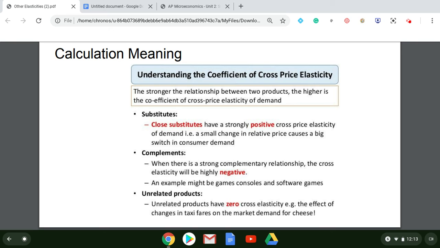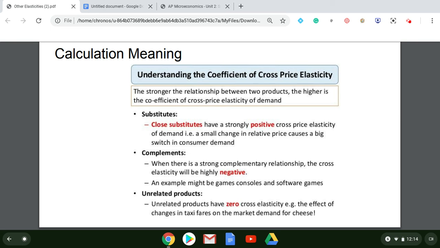I like this example here: game consoles and software games. That might be near negative infinity, because how can you buy a video game if you don't have the video game console? So complements are going to be negative, and the larger the absolute value of that negative number, the more of a complement it is, the closer the complements are.